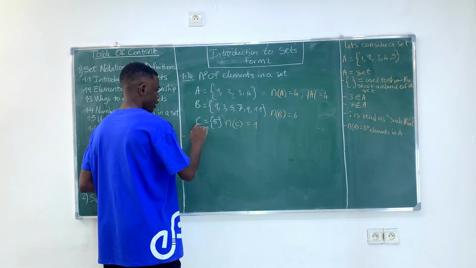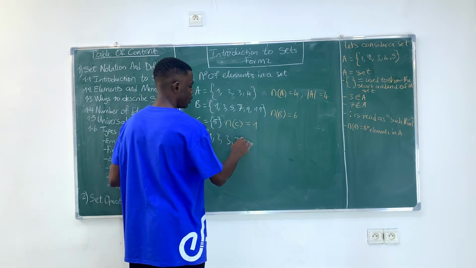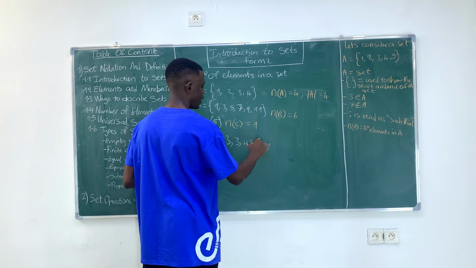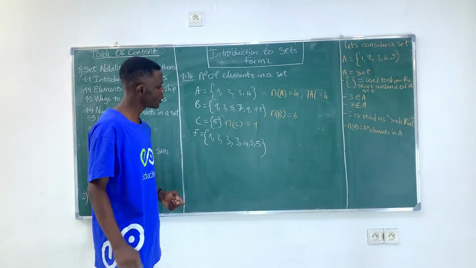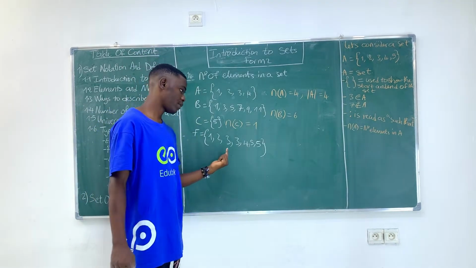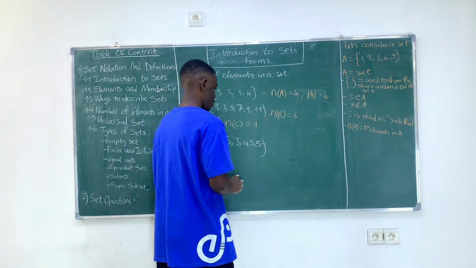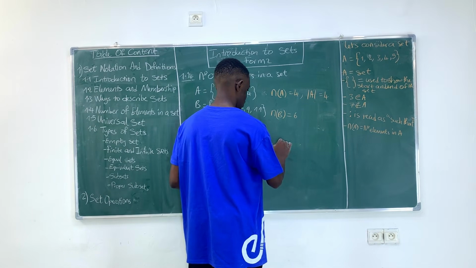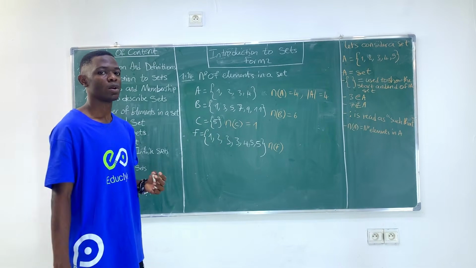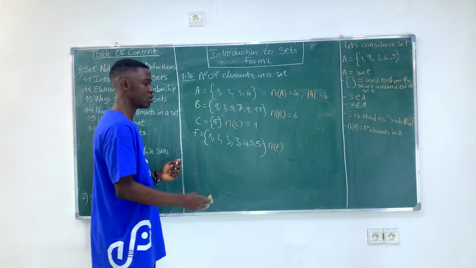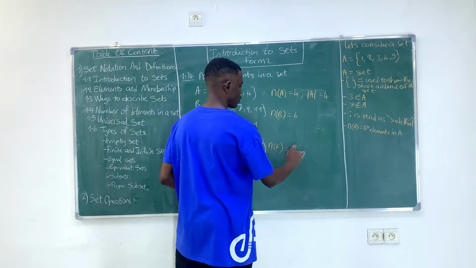Now, let's do a more tricky example. Set F is equal to {1, 2, 3, 3, 4, 5, 5}. We have this set with repeated terms: 3 and 3, then 5 and 5. What is the number of elements in F? Some students attempt to count 1, 2, 3, 4, 5, 6, 7, and say n(F) is equal to 7.